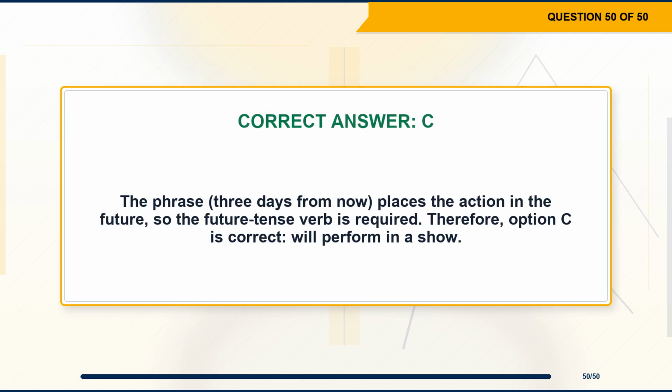Explanation: the phrase, 3 days from now, places the action in the future, so the future tense verb is required. Therefore, option C is correct, will perform in a show.